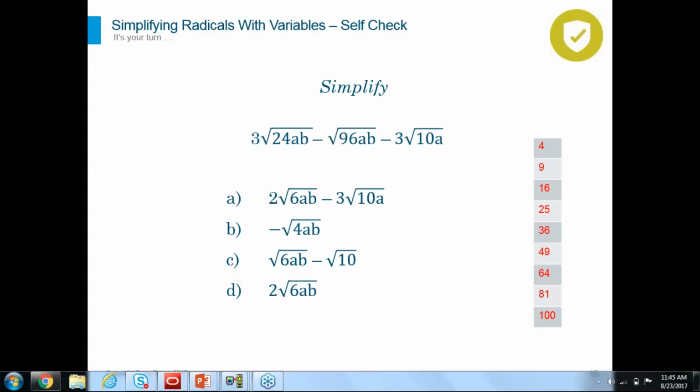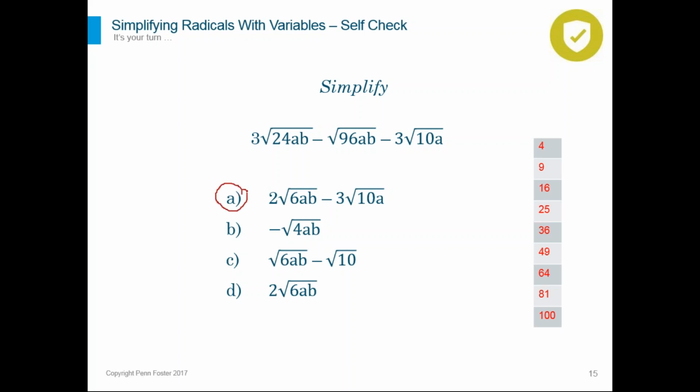Okay, so the right answer for this question is actually A. And it makes sense because 3 the square root of 10a cannot be combined with the ones that have an AB and AB. So for sure, our answer has to have a radical with an A variable. So this one is not correct. And this one is not correct. And this one is not correct. So by elimination, we are able to say that this answer is the correct answer.